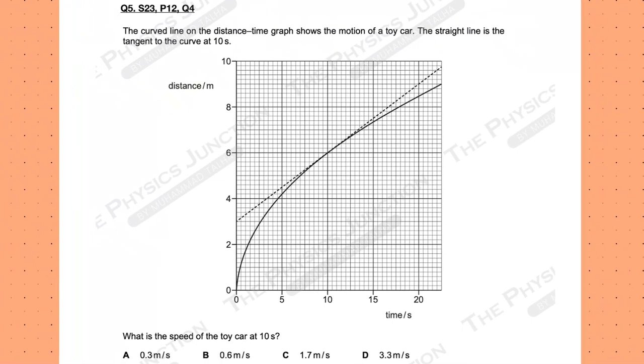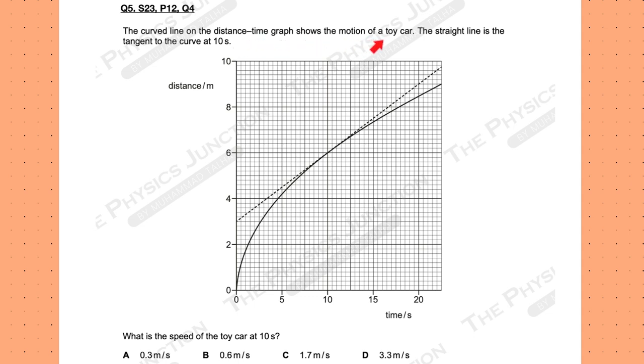Alright, so before this question, there used to be a lot of debate on whether tangents and using them for graphs is really part of the syllabus or not. But when this question came in, it was really clarified that yeah, this is part of the syllabus.